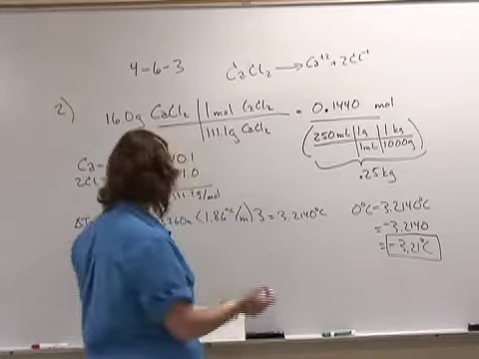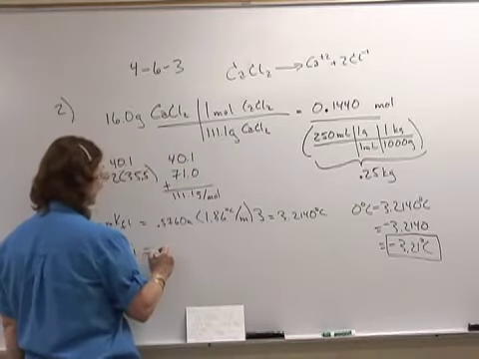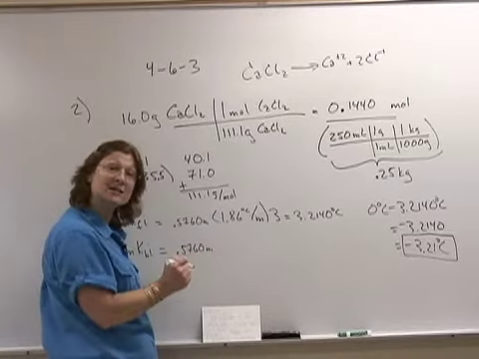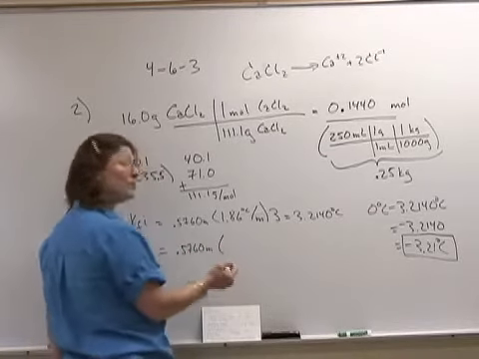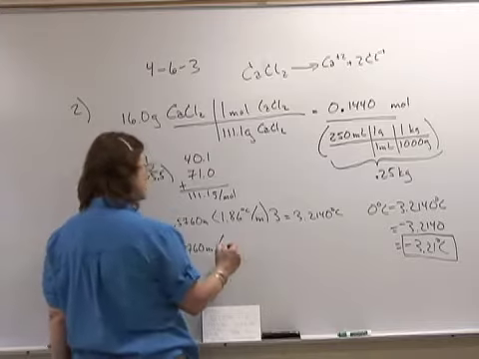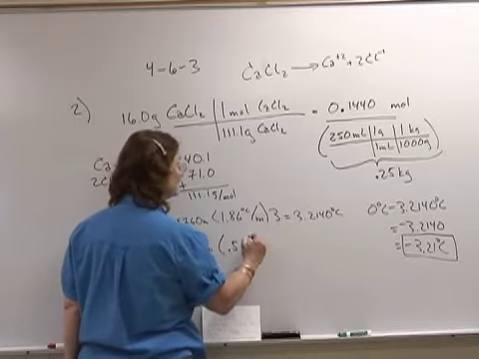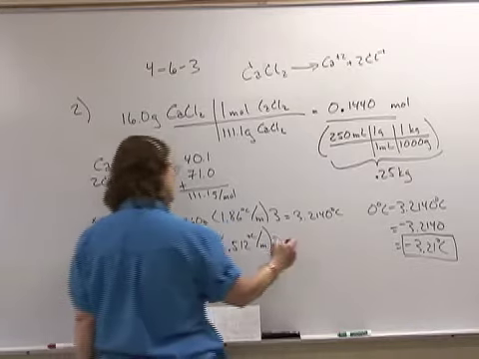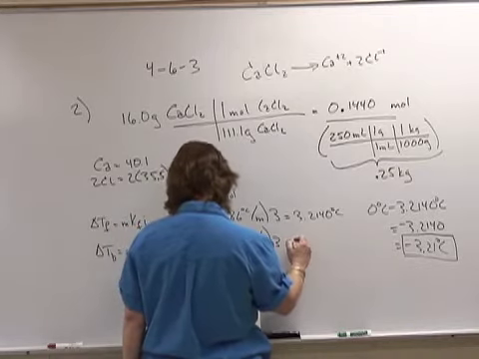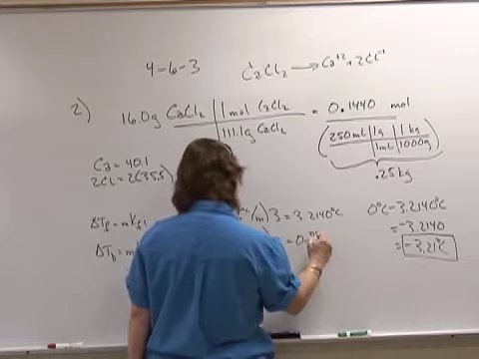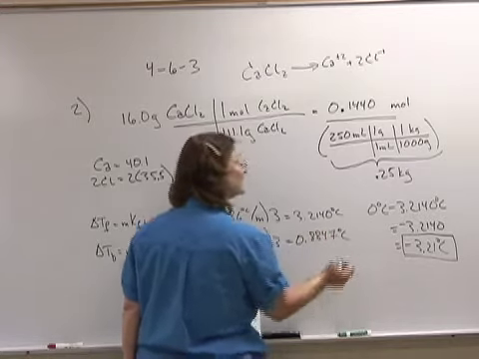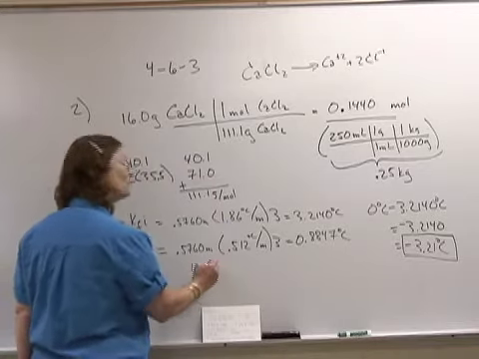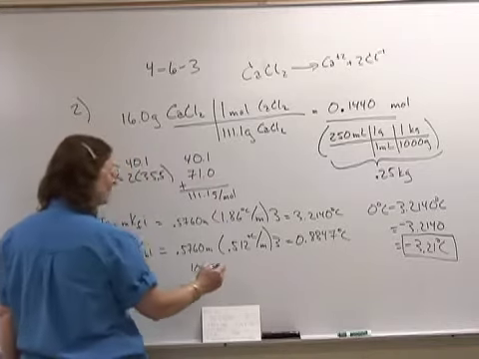And then for the boiling point, I use the same molality, but I have a different constant for boiling. The boiling point elevation constant for water is 0.512 degrees Celsius per molal. And we still have 3 particles. And therefore, my change in the boiling point is 0.8847 degrees Celsius.